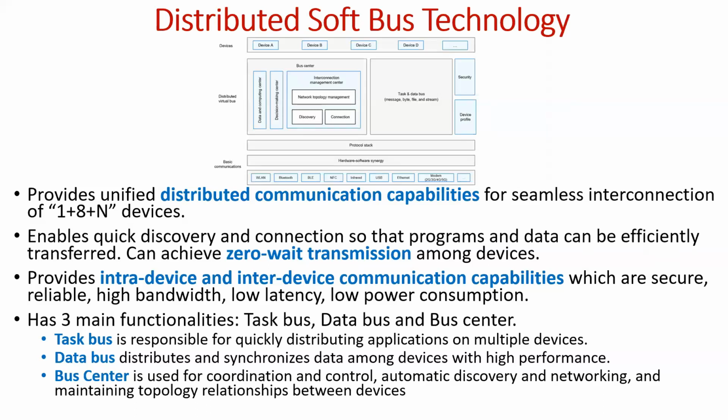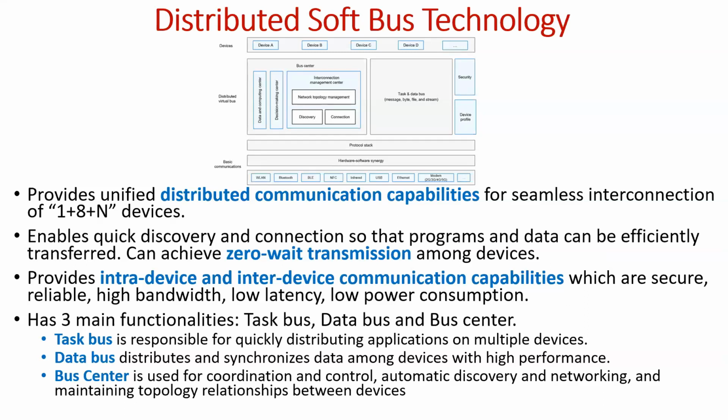So with the distributed soft bus, this will take care of the communication capability such that it enables quick discovery and connection so that data can be transferred seamlessly and with minimal latency. Due to this, zero-wait transmission between devices can be achieved. It provides not just intra-device but also inter-device communication capability, which is of course secure, reliable, and provides very high bandwidth, low latency, and, not to forget to mention, the least possible power consumption.